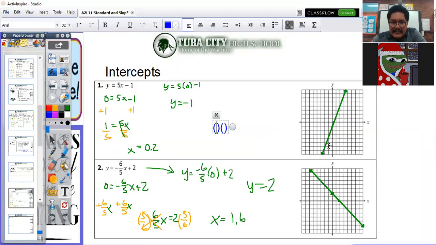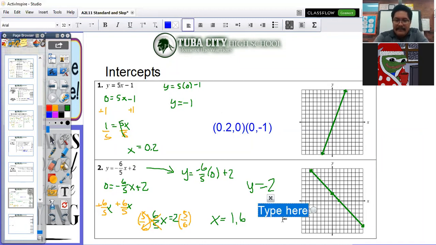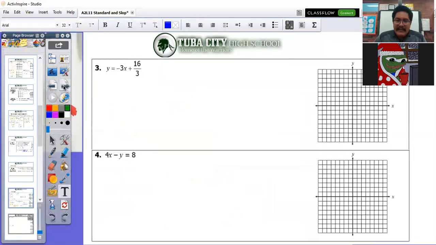So we know that the x intercept is 0.2, comma 0. And the y value is, okay, we have nothing in the x, but the y is negative 1. Not really that tough. For this one here, the x is 1.6. Now I should say 1.6 repeating, but I don't have the repeat symbol ready to go. And here it'd be 0, 2. For this one I'm not going to be super picky, but if you can, write the little repeat bars on top.